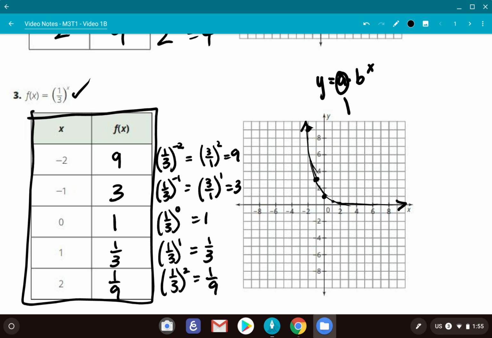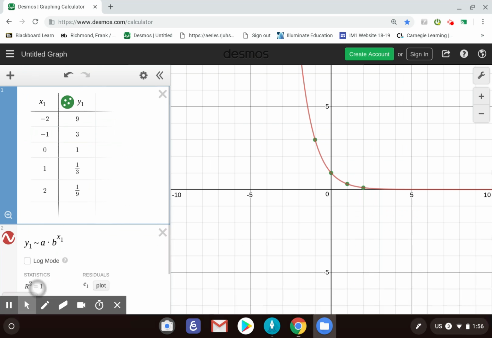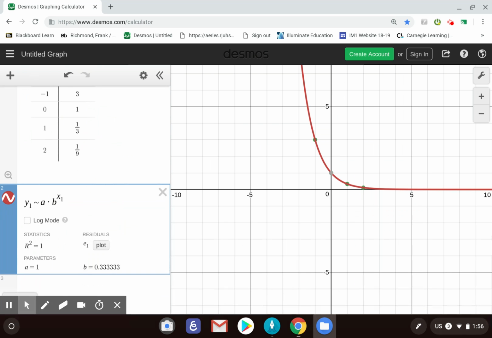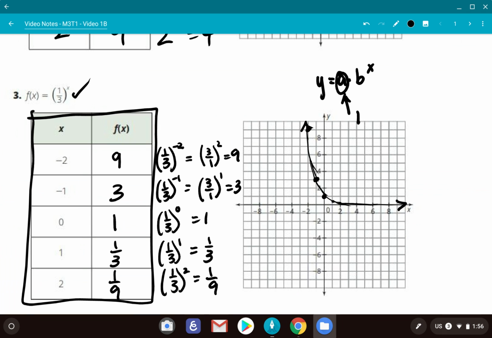So my A value was 1. I could see that right here. My A value is 1. My B value, it's on the calculator, it's giving me the decimal equivalent. But if you notice, if I take the second term and divide by the first term, that gives me my 1/3, which is the same as 0.333, but it's also the same as what's expressed in my original function.